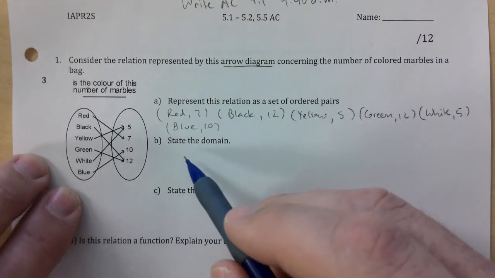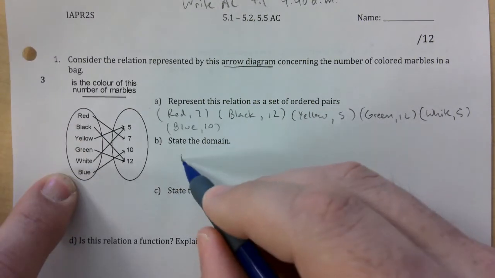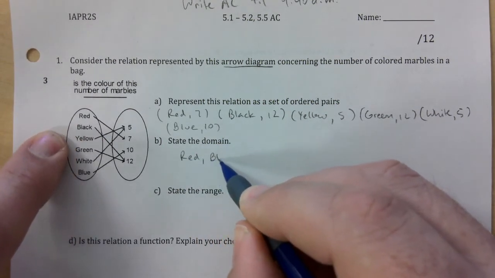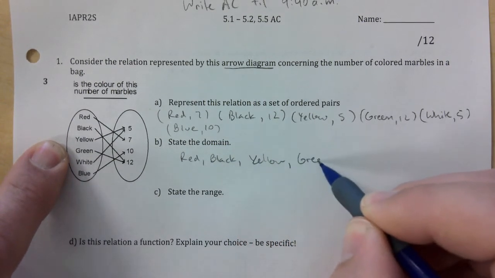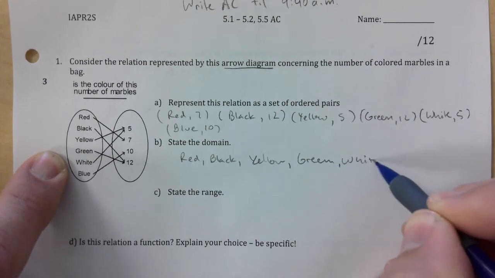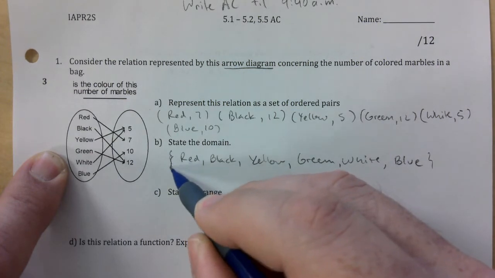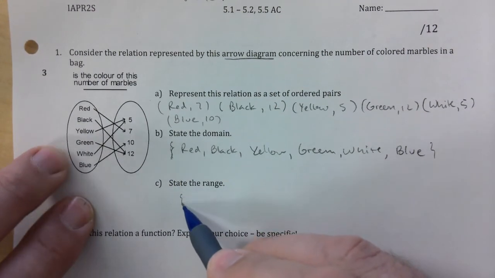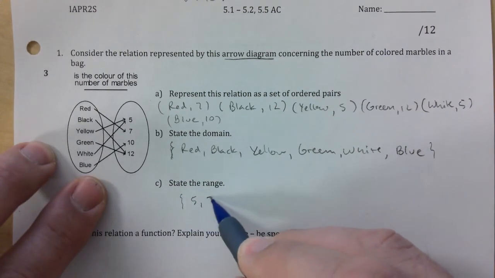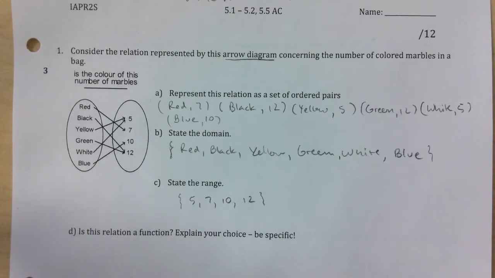Okay. State the domain. If you're stating the domain, you're just stating basically red, black, yellow, green, white, and blue. Like that. The range would be 5, 7, 10, 12. And from lowest to highest, I would take off half a mark if you didn't do that.